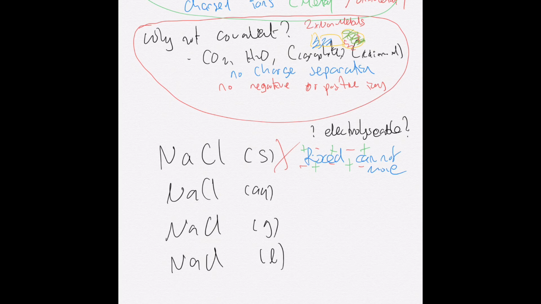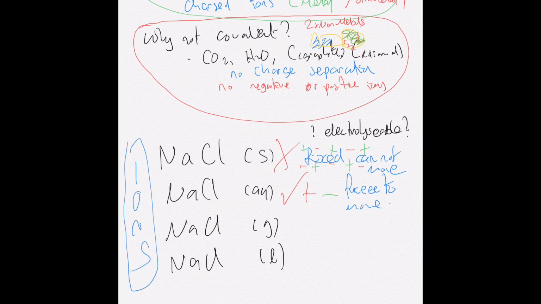If we put it into aqueous solution, well, these ions, these pluses and these minuses, now they are free to move. Free, let's put loads of E's there. Free to move. So this can be electrolyzed because the ions, make sure you get this right, the ions, not the electrons, are free to move. So if it is ionic, which sodium chloride is an obvious example, then you can electrolyze it if it is aqueous or liquid. We'll come to gas in a second, that's an interesting one.